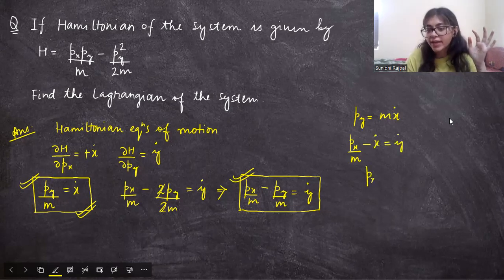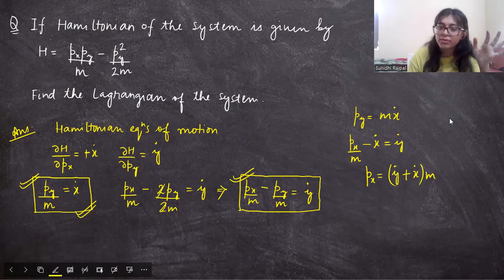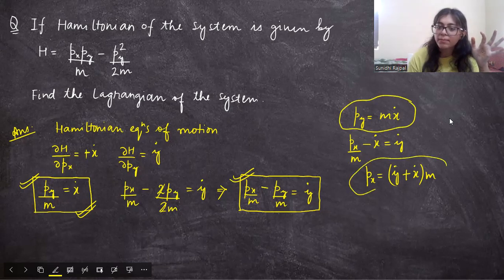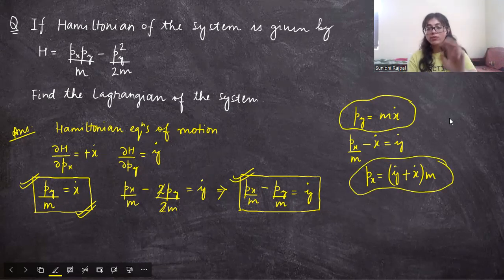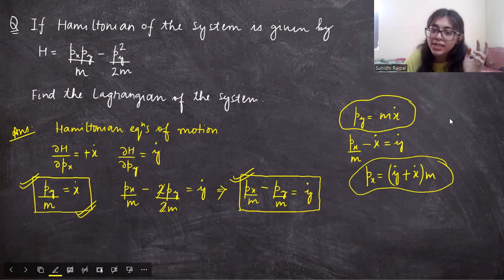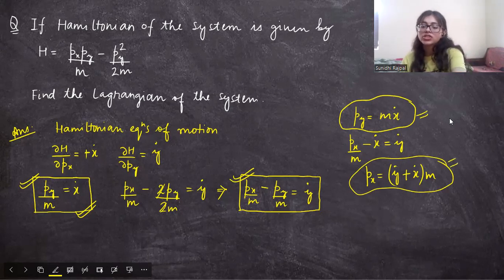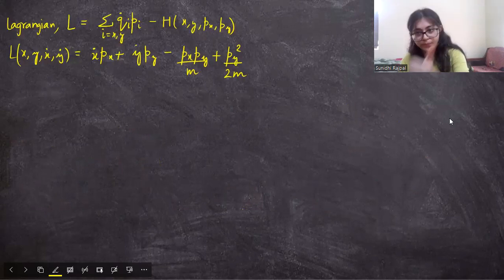So from here can I find the px expression? Y dot plus x dot times m. That is my expression for px. तो मुझे क्या मिल गया? मुझे मिल गया py का expression और मुझे मिल गया px का expression. I have both expressions. Now what do I have to do? I just have to put these expressions in the Lagrangian का expression जो हमने यहाँ पर लिखा है.